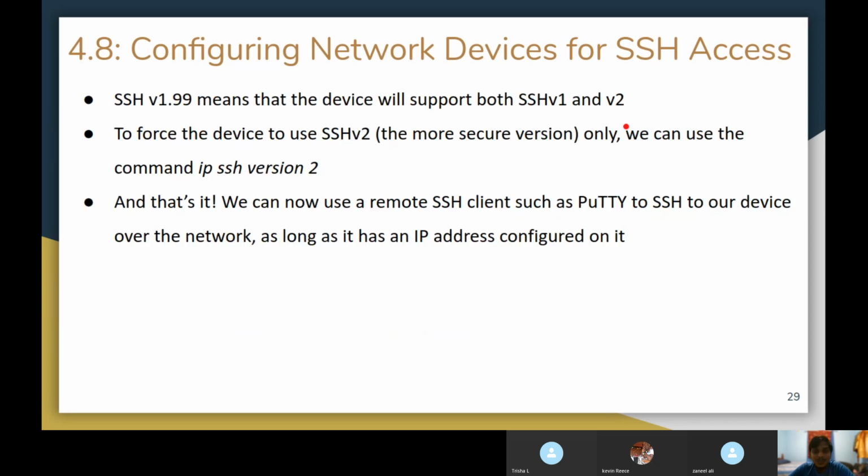So there's no SSH 1.99, right? It just means that the device will support both SSH v1 and v2. If we want to force the device to use SSH v2, which is the more secure version, we can use the command ip ssh version 2. And that's it. We can now use a remote SSH client like PuTTY to SSH to our device over the network, as long as the device has an IP address configured on it.